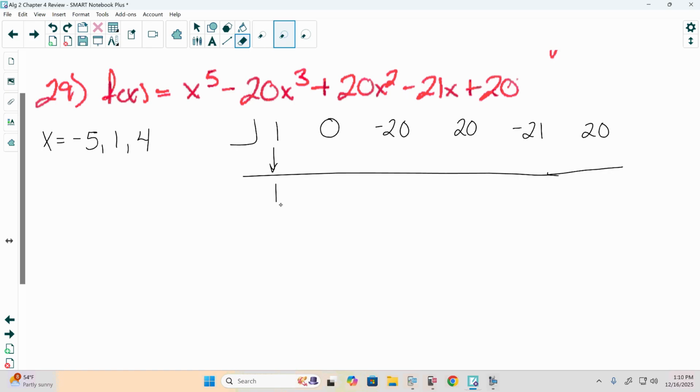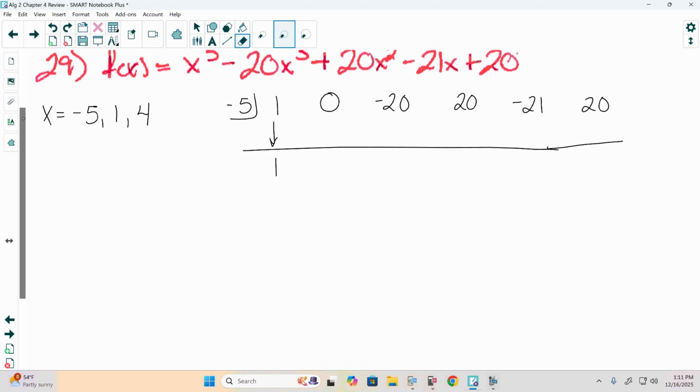We would not consider x to the 6th. Even though there is no x to the 6th term, we would not fill a number in for it, because the biggest term listed is x to the 5th. We're looking from x to the 5th down. We wouldn't go up past it. So we need to figure out which one we wanted to use first, 1, 4, or negative 5. Negative 5, let's go there.